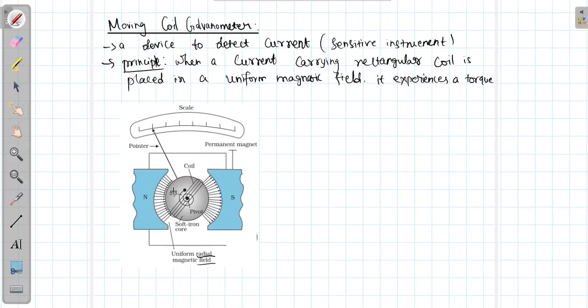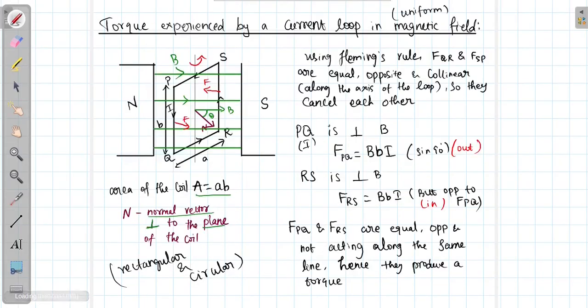Why? Because the radial magnetic field always gives a magnetic field which makes an angle of 90 degrees. Whenever the current flows through the coil, it always experiences 90 degrees with the magnetic field. The plane of the coil is always parallel to the magnetic field. Therefore, the maximum torque will always be experienced. In the previous case, it is something different.